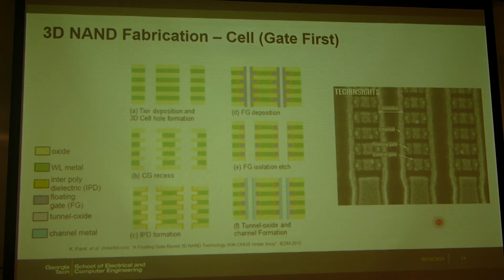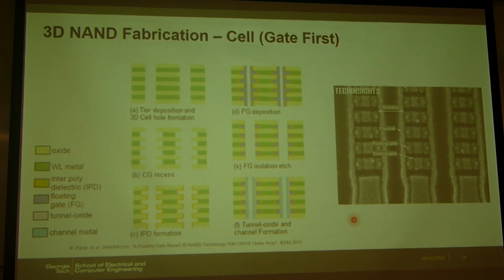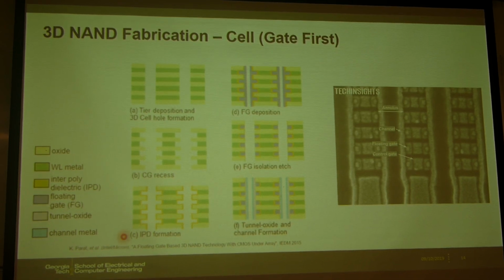So the first formed word line gate is not replaced. So it is called the gate first process. But Intel and Micron cooperated, and since last year they stopped the cooperation. So maybe Intel is the only company that uses this gate first process.